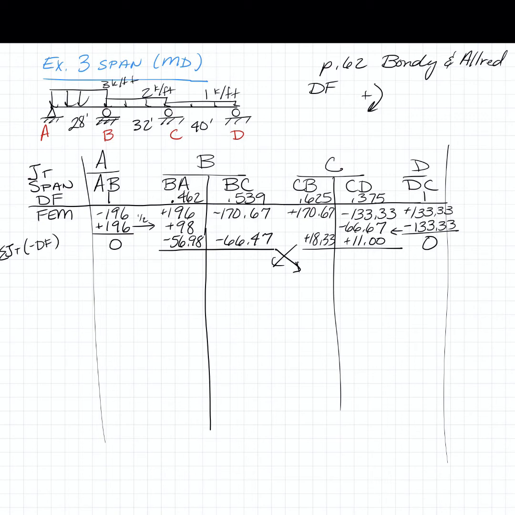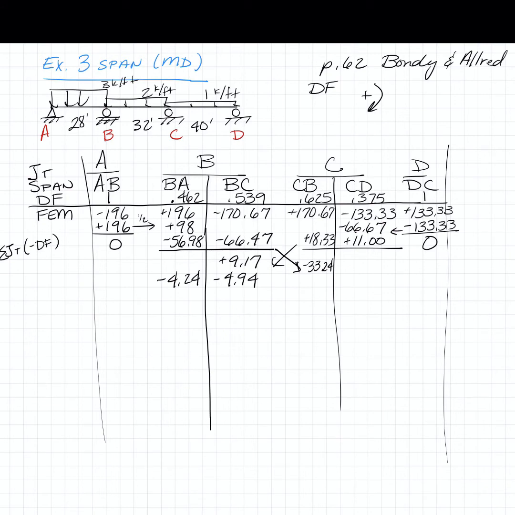All right, so if I take half of 18.33, I put it here. I take half of negative 66.47 and I put it over here. There's 33.24, and on I go. So minus 4.24, minus 4.94. Okay, those are 9.17.